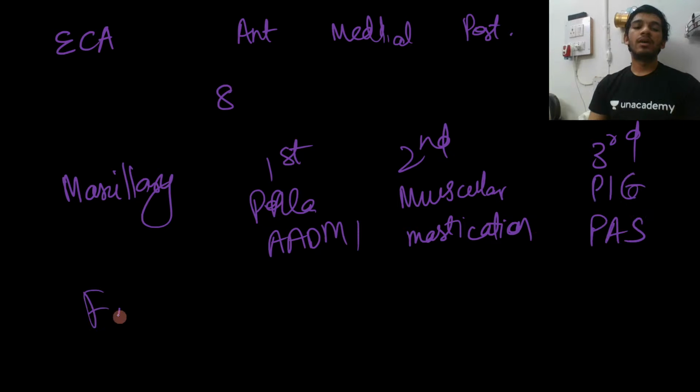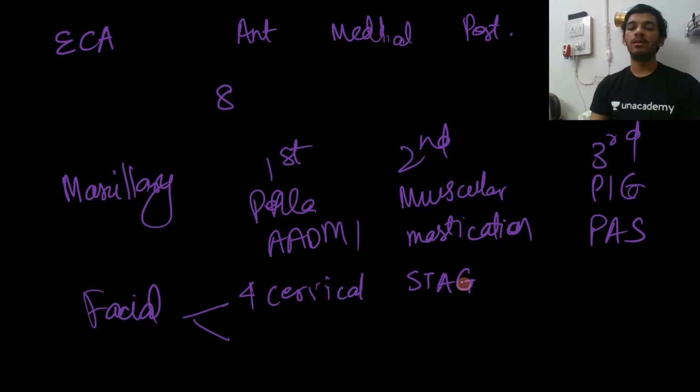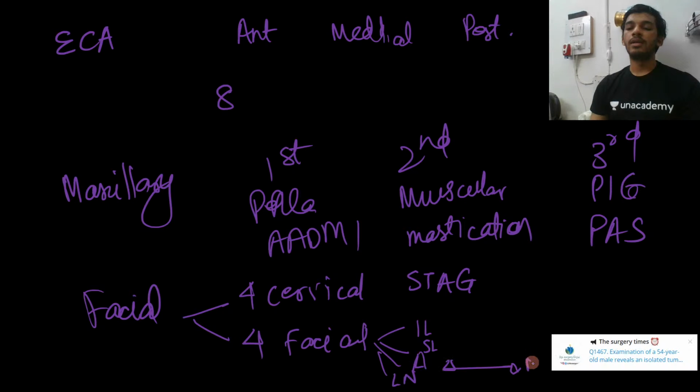And for the facial artery you will know that you have to write 4 branches for cervical, which is your STAG, where G is your glandular, S submental, T tonsillar, and A ascending. 4 are your facial branches, which has the terminal branches, the angular artery. So you will have the inferior labial, superior labial, angular artery, and the lateral nasal artery, angular anastomosis. So this is all, right? This is 8 branches again. So 16, 8, 16, 8.